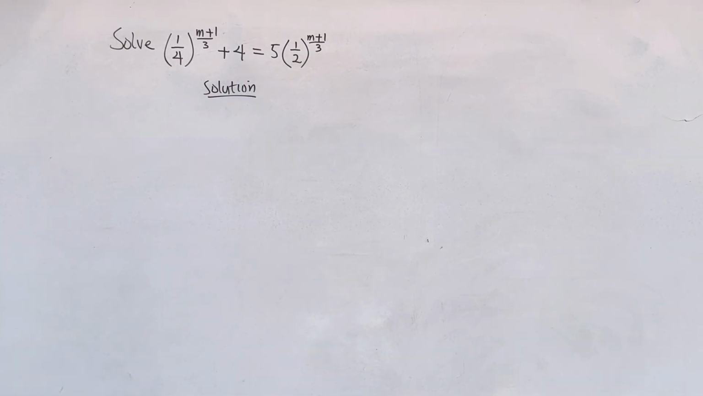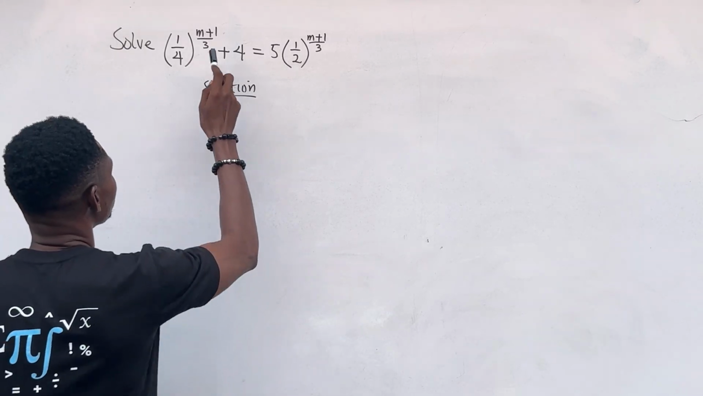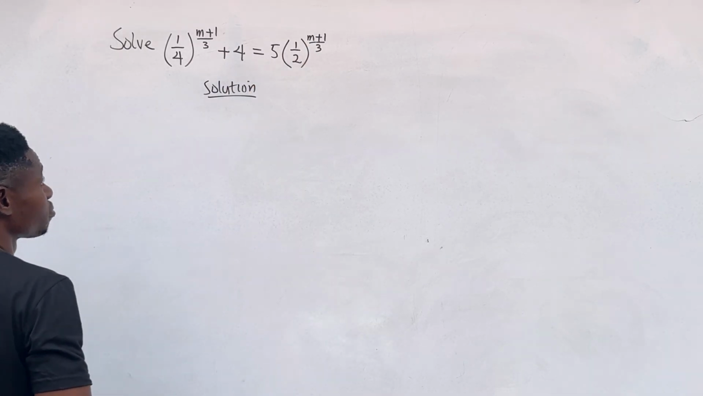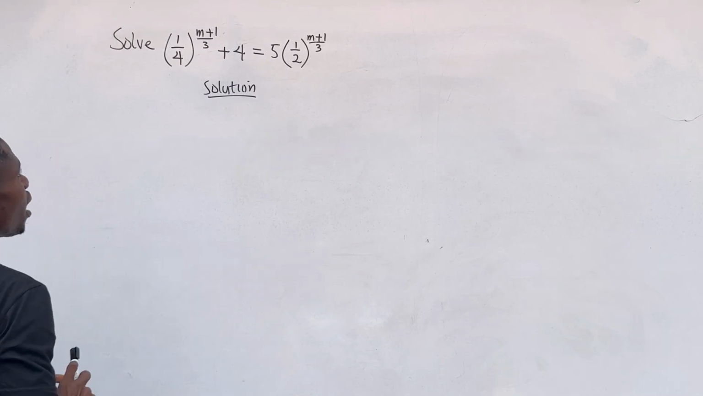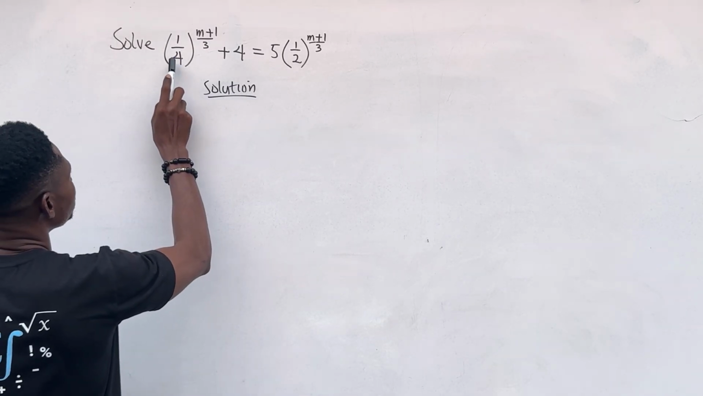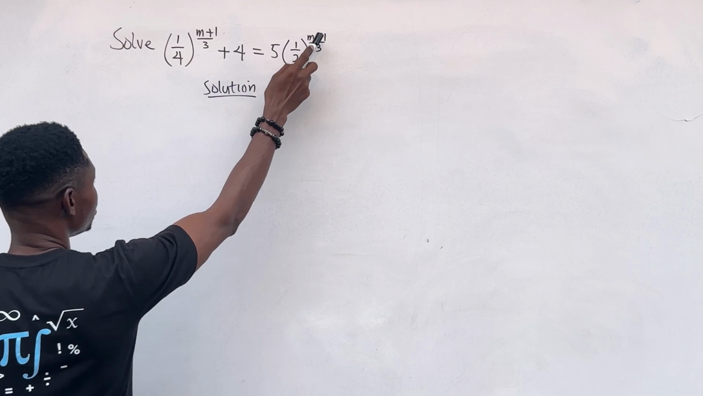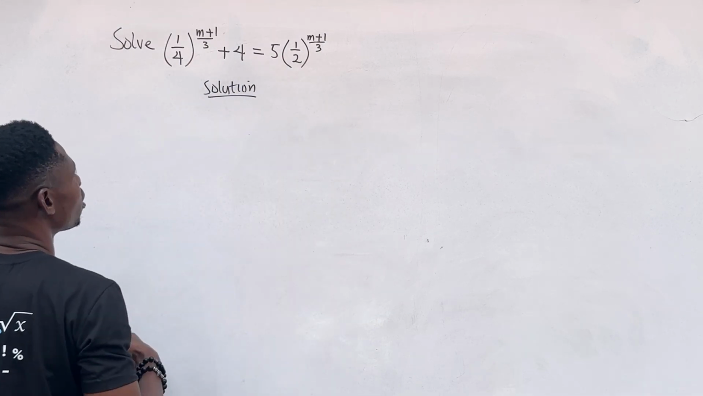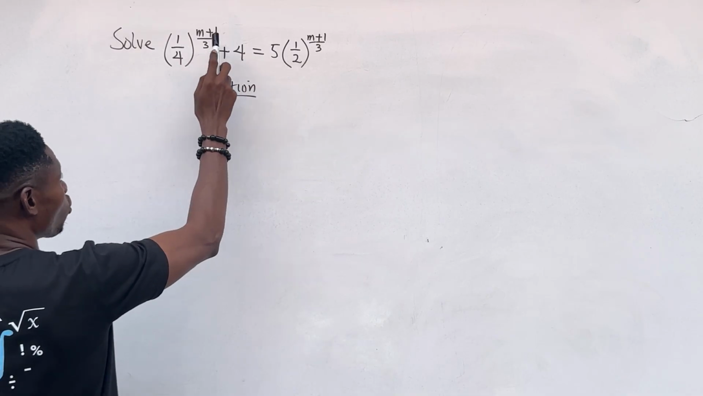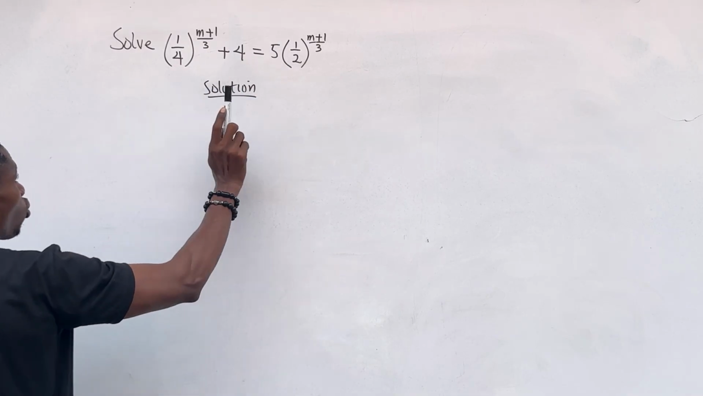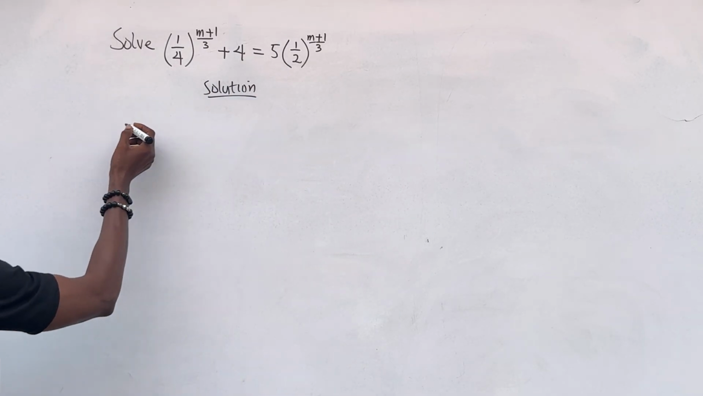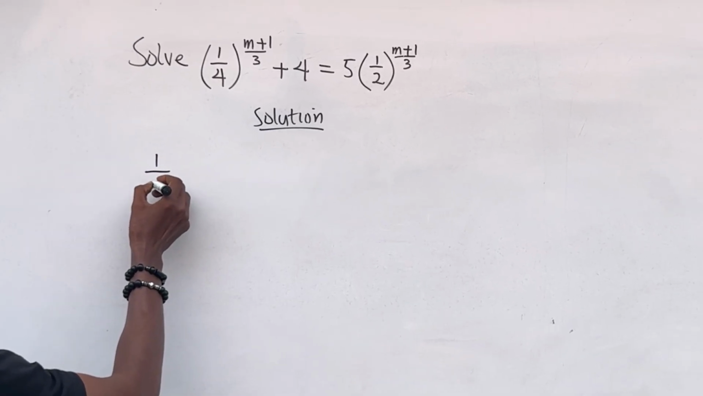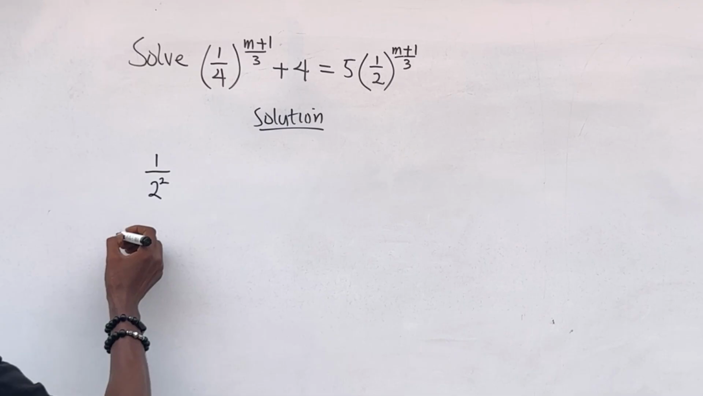Okay. Now, if you look at this very well, these powers are the same, right? And if you look at the bases of this same power, this is 1 over 4 and 1 over 2. We can get a 1 over 2 out of 1 over 4. So watch what I'll do. So I can say this is (1 over 2) squared.